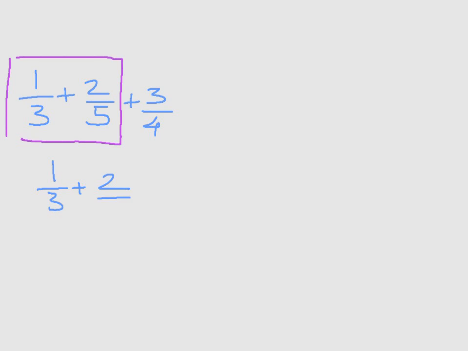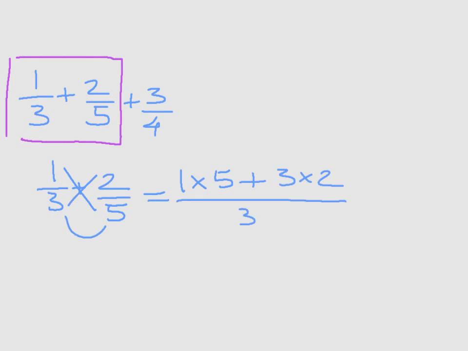plus 2/5. Now to calculate that, I'm going to use the method we've seen so far, and so that's going to be 1 times 5 plus 3 times 2, all of that over 3 times 5. That's going to be equal to 5 plus 6 over 15, which in turn leads us to 11 over 15.